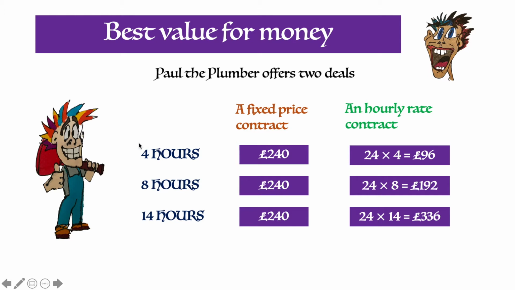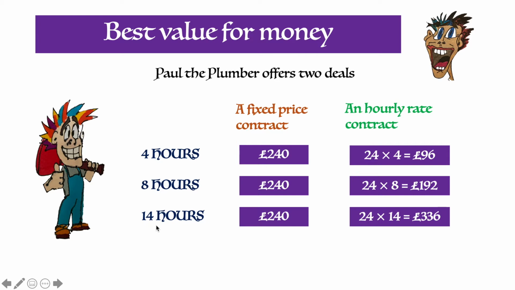For instance, if it was 4 hours, the fixed price is still going to be 240, but the hourly rate, the unit rate of £24, you times that by 4 to get 96. If it's 8 hours, again it's going to be fixed rate for £240, but the unit rate of 24 is now times by 8 to give £192. Still, it's cheaper to do the hourly rate.